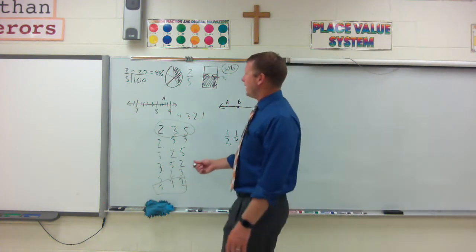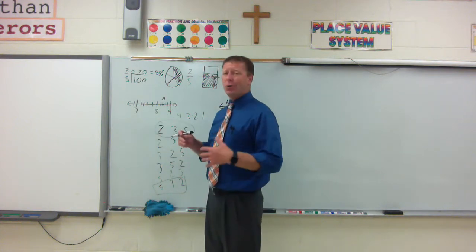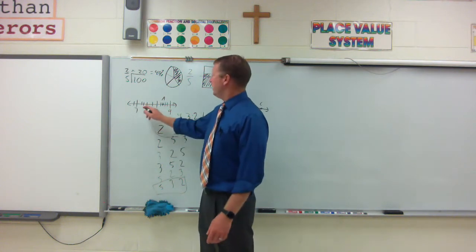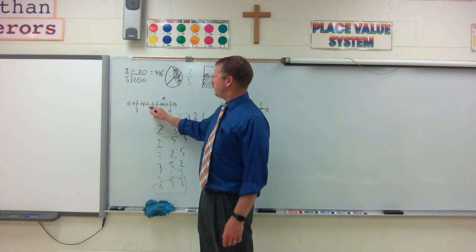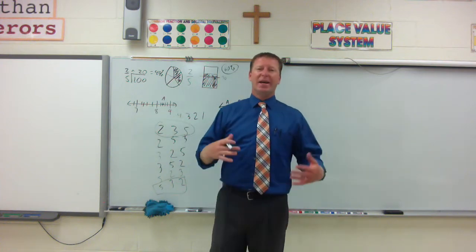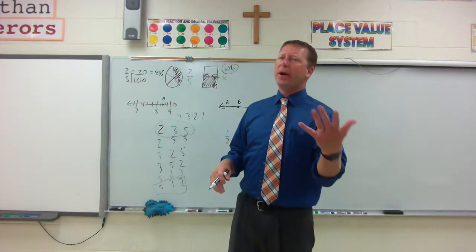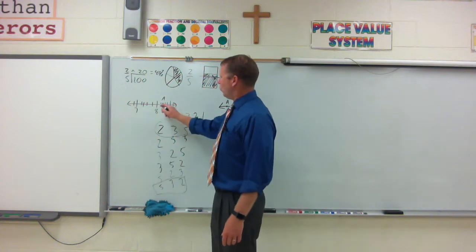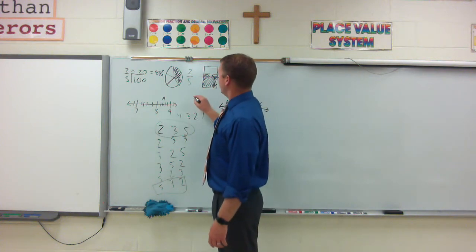So here's what you're doing, guys. The first thing you're going to do is count spaces between it. So 1 space, 2 space, 3 space, 4 space, 5 space. It's divided into fifths. Now I turn around and I count tick marks. 1 tick mark, 2 tick mark. So it is 2 divided by 5.